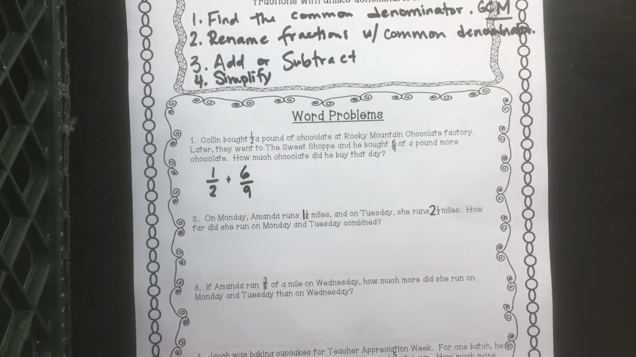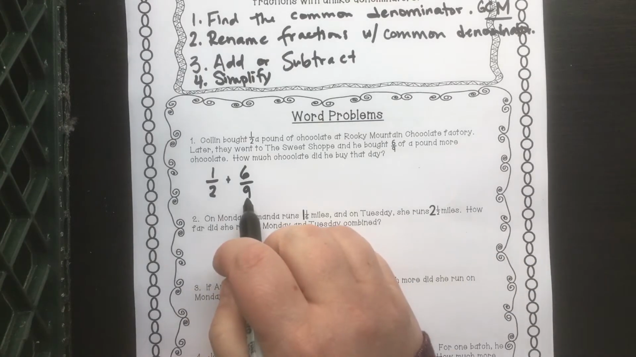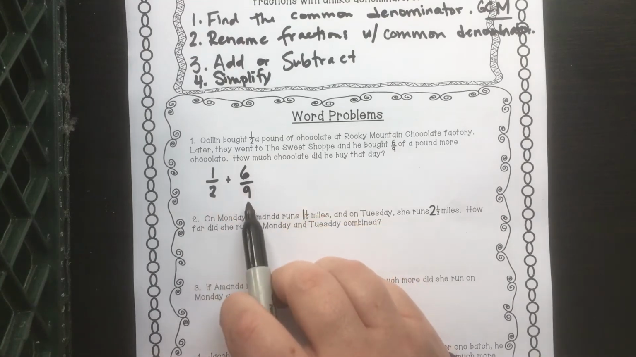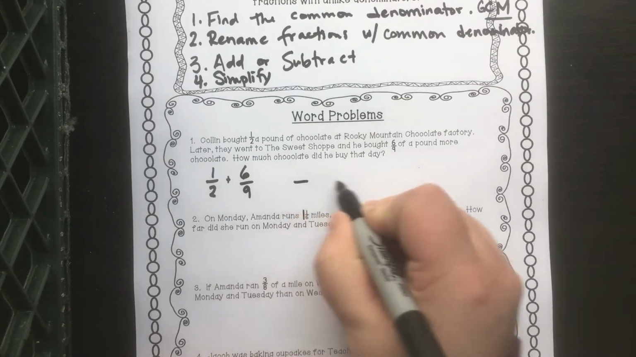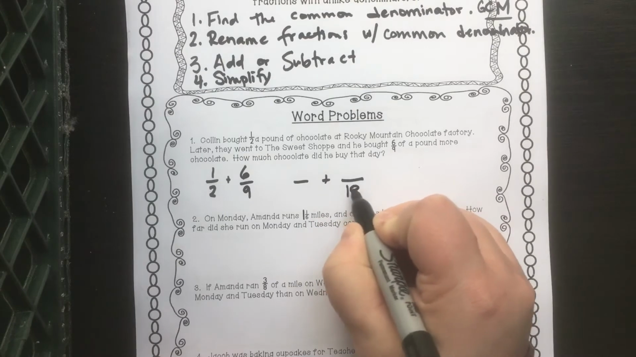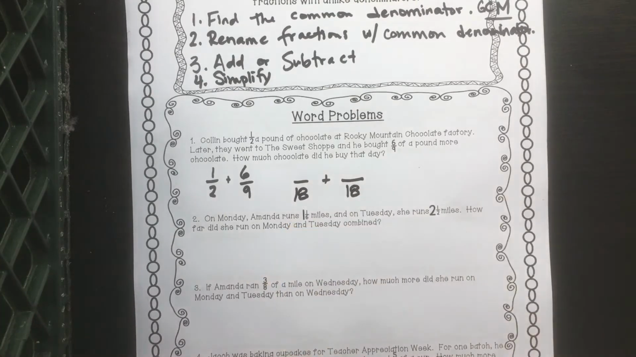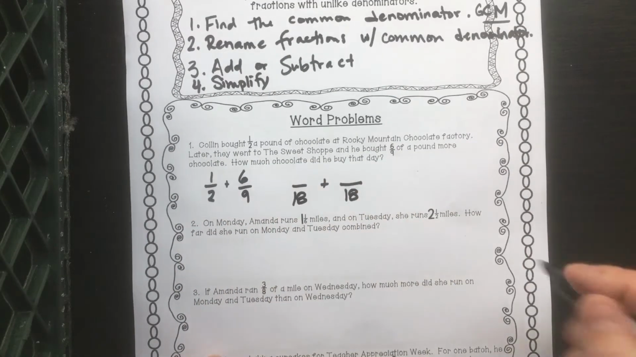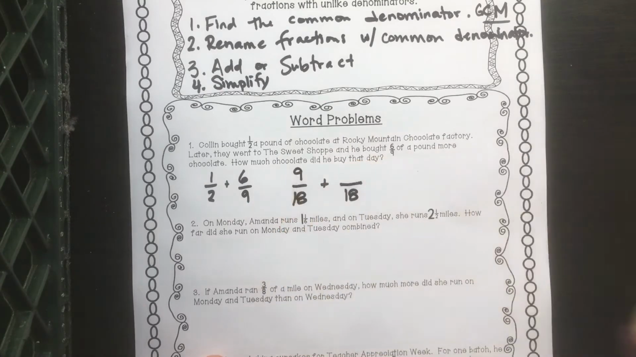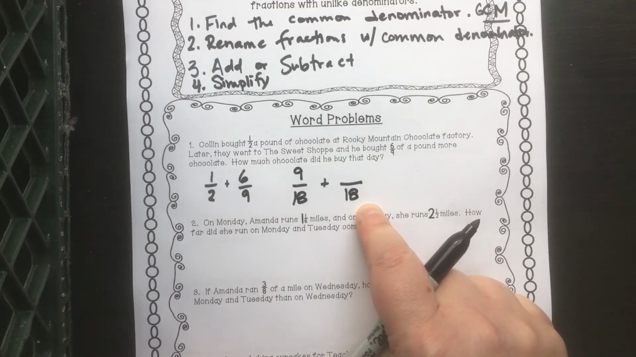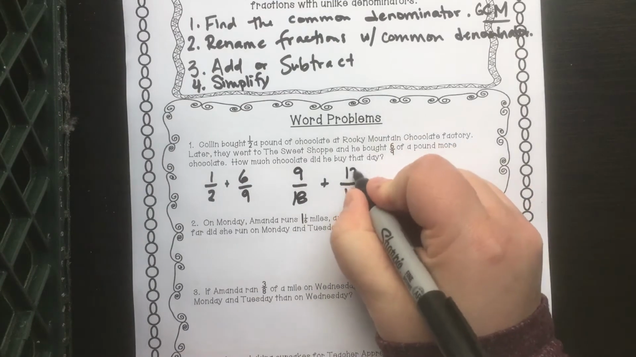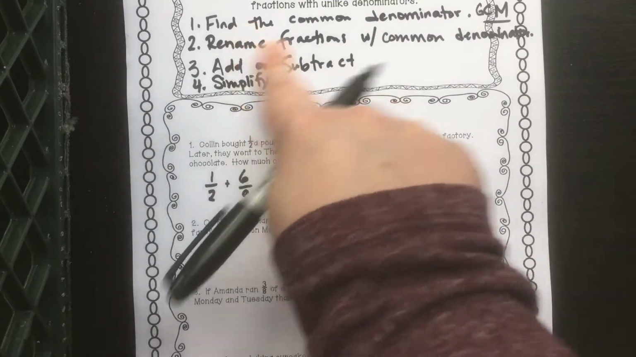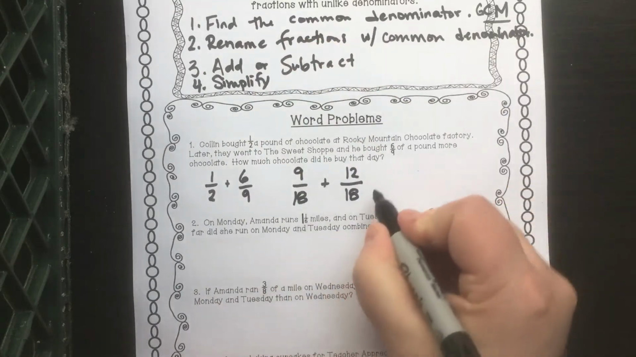All right, so let's find a common denominator. Anybody know? Well, what's the second multiple of 9? Yeah, so we're going to go with 18. All right, so 2 times what is 18? 2 times 9. 9 times what is 18? 2. So 2 times 6. All right, so we found the common denominator. We renamed. Now let's add.